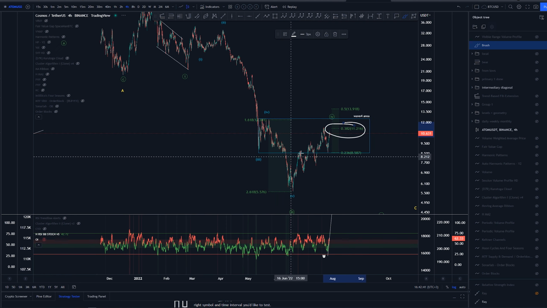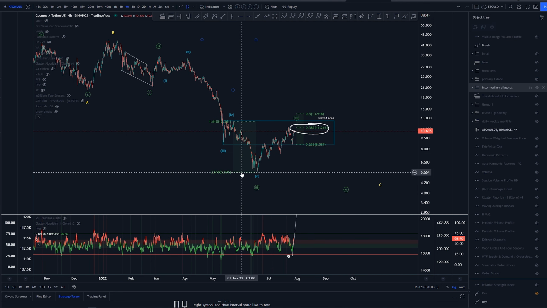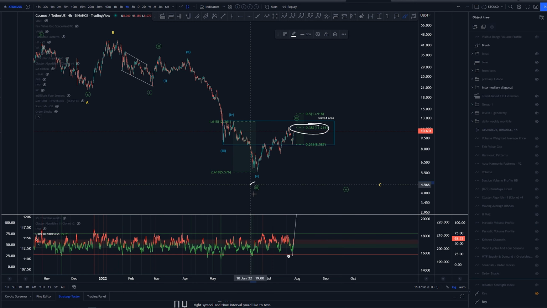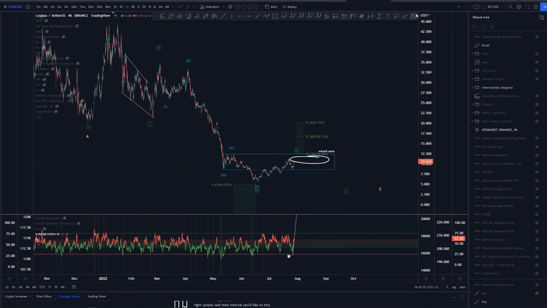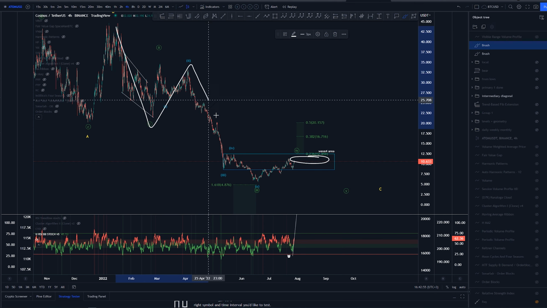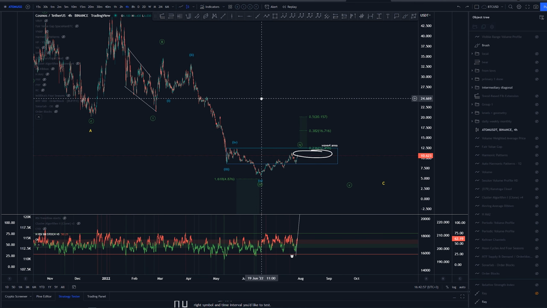Overall targets on logarithmic scale, we get to the 2.618 here for the third wave, and on arithmetic scale we almost get to the 1.618. So this is a very massive structure overall though.